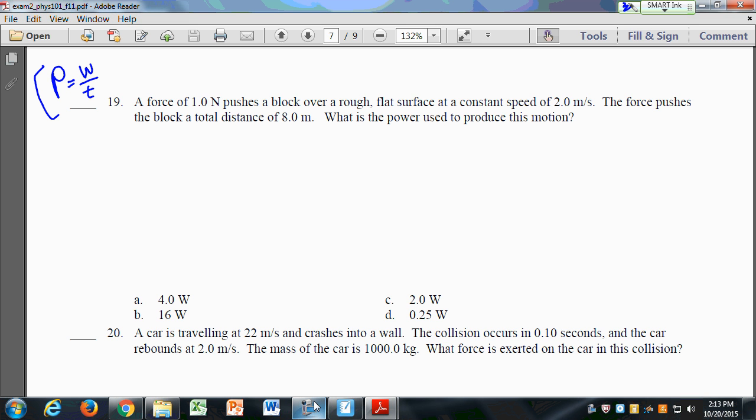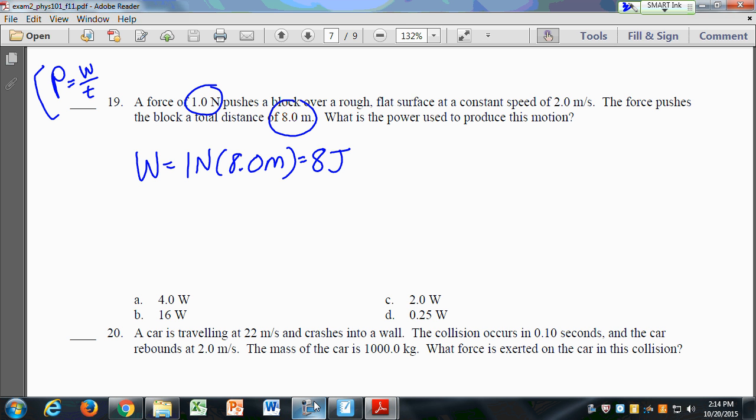All right, so I first want to find the energy or the work that's done. I have a force of 1 Newton, and it moves over a distance of 8 meters. So the work is 1 Newton force times the distance, which is 8 meters. It does 8 joules of work.